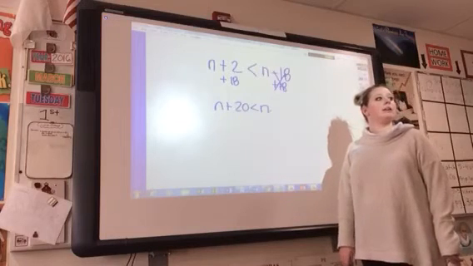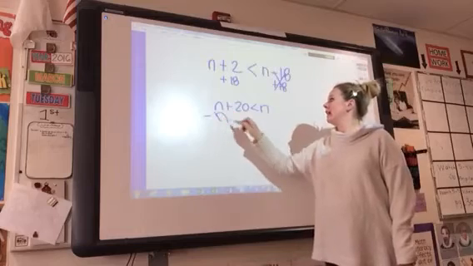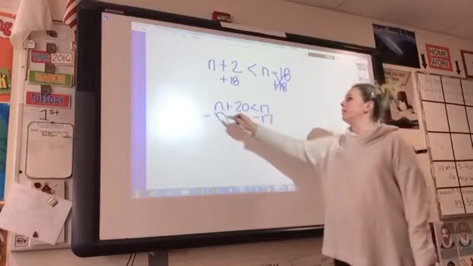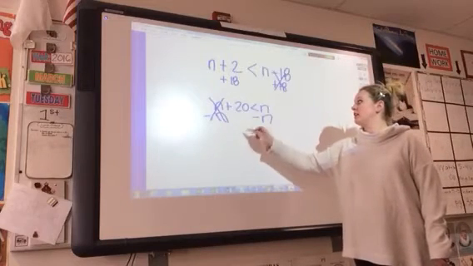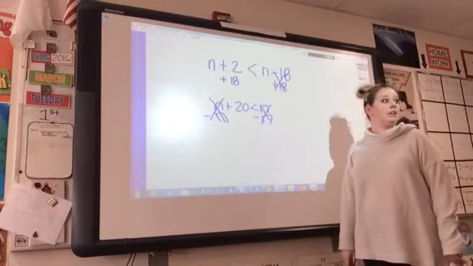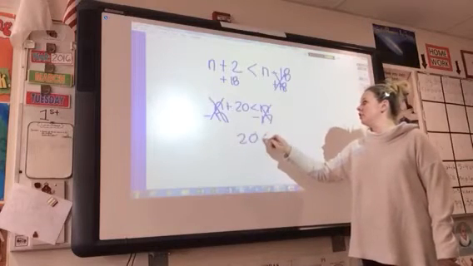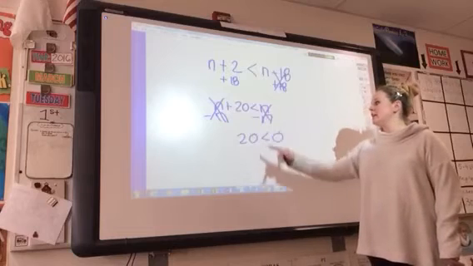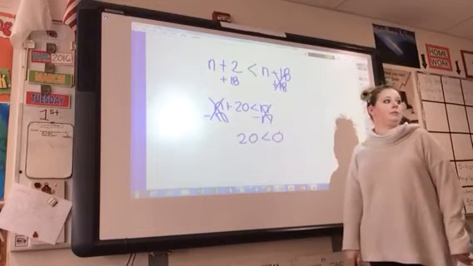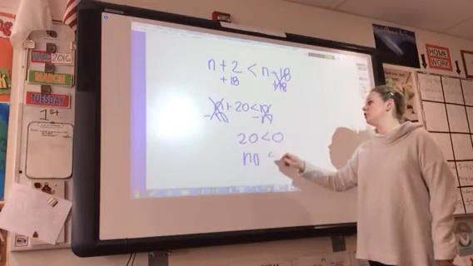Well, don't we need to combine like terms first? Carry the n to the other side. So we need to move this n over here. Wait, yes, we have canceled out our variables. So if that happens, you rewrite it, okay? If there's nothing there, you write it as 0. Is 20 less than 0? No. So that's no solution.